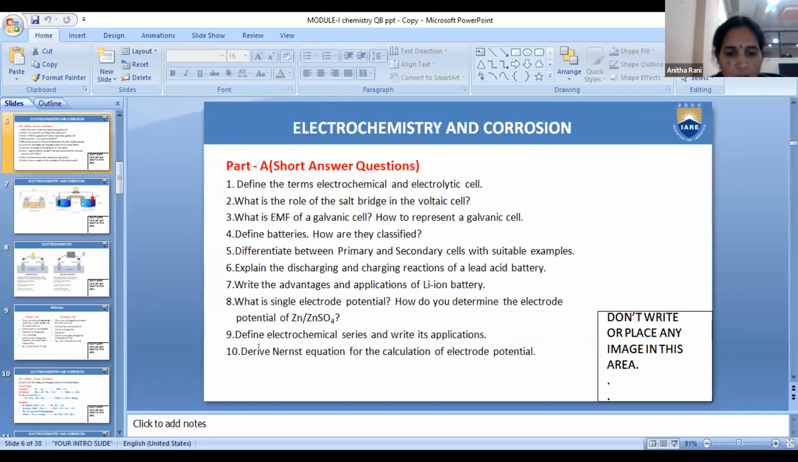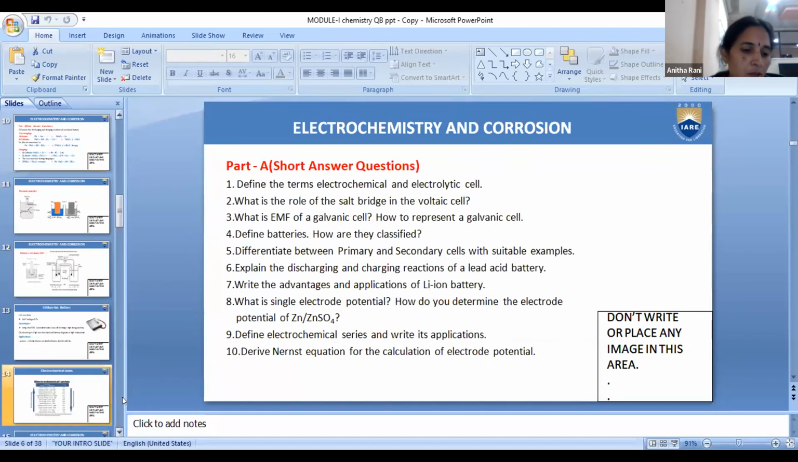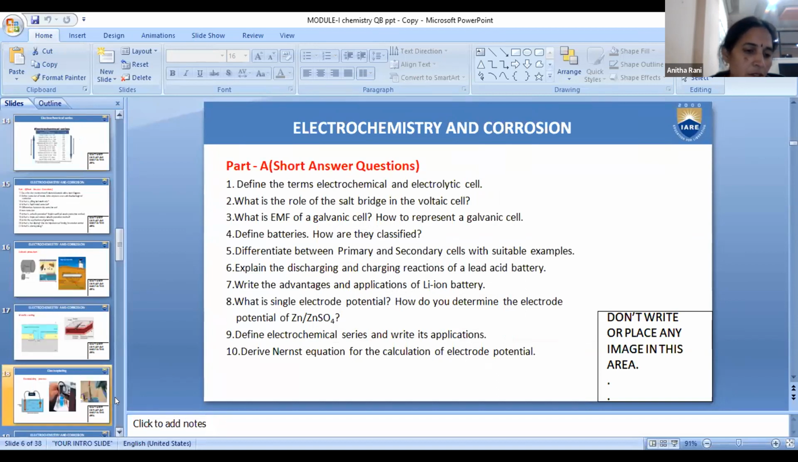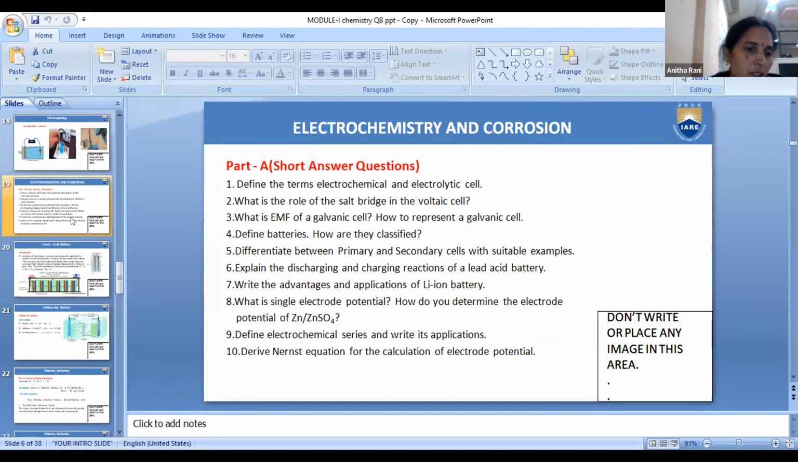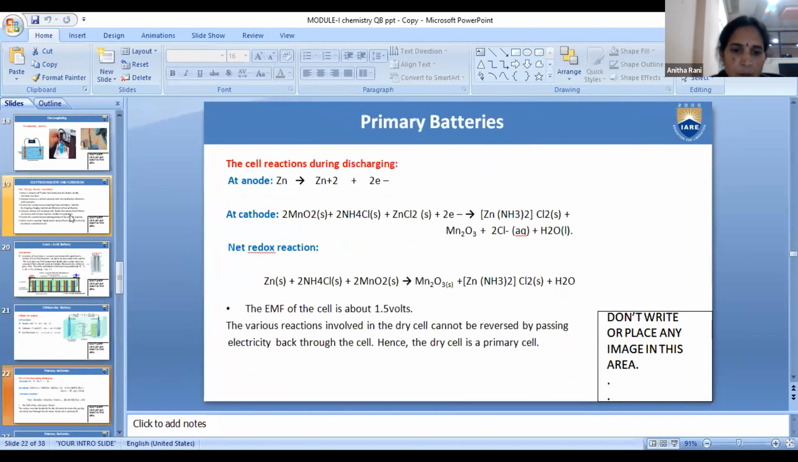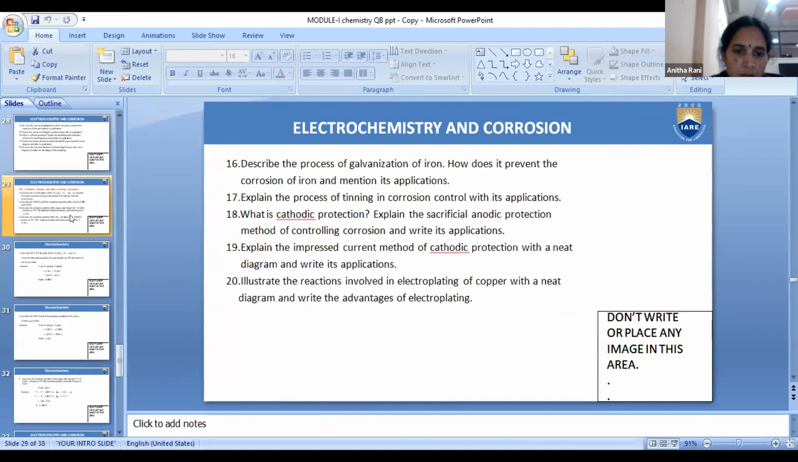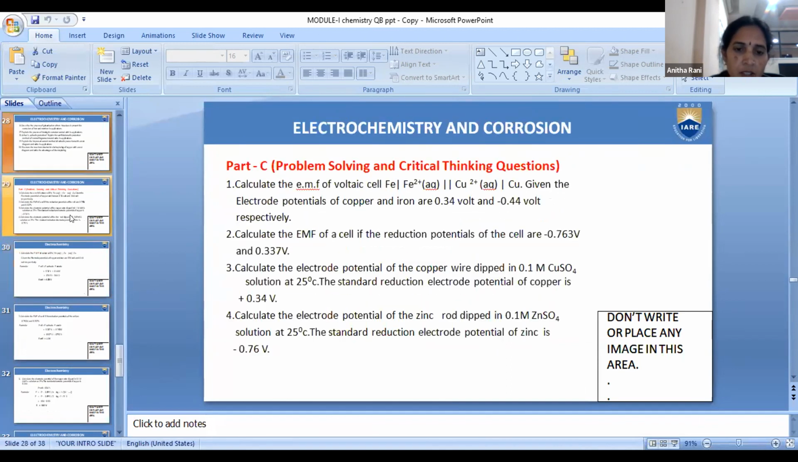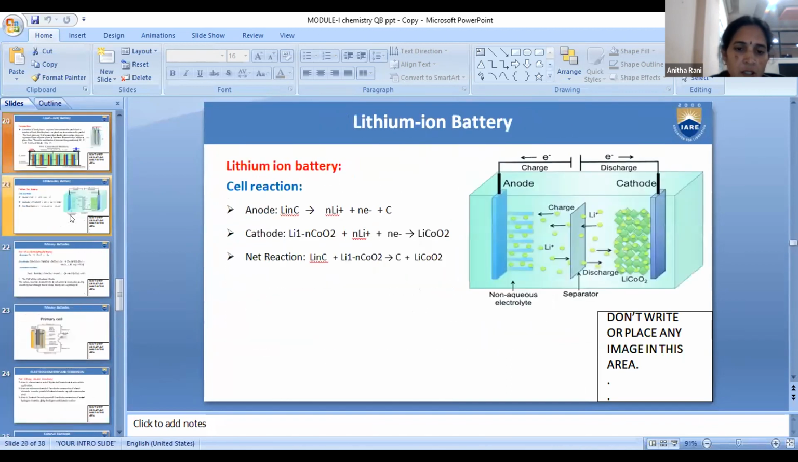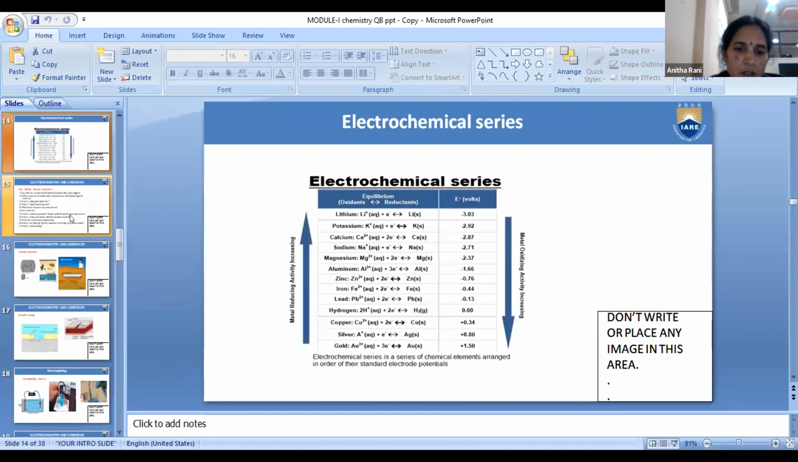Now derive the Nernst equation for the calculation of electrode potential. So you have to learn that derivation part. I didn't give it here, but you must learn the derivation of the Nernst equation compulsorily.